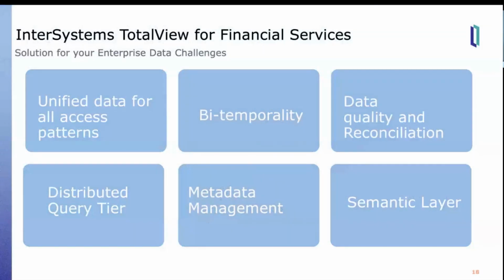So having said that, just a summary of all of the different capabilities that you've seen already. You've got this unified data within the InterSystems TotalView for Financial Services platform, which gives you complete bitemporality, the ability to go backwards and forwards in time for any business needs that you have. You've got the ability to check the data quality, satisfy yourself that it actually meets your requirement and that it actually is the version of truth that you agree with.